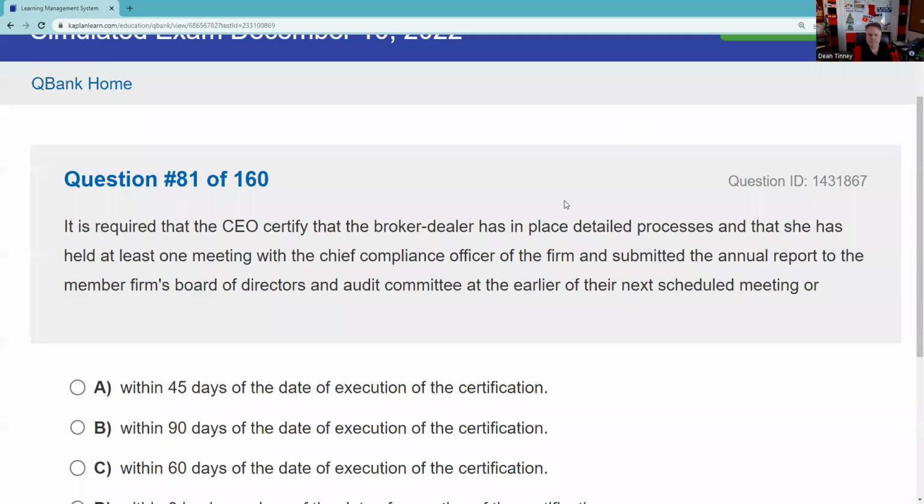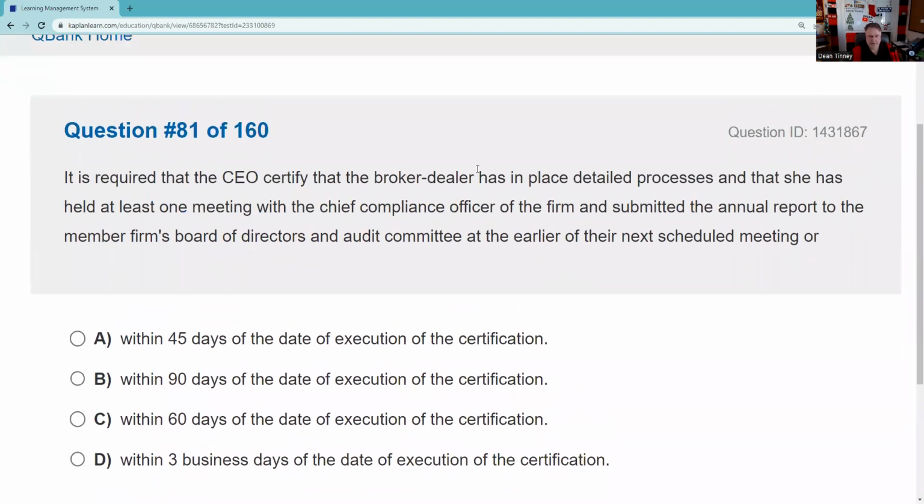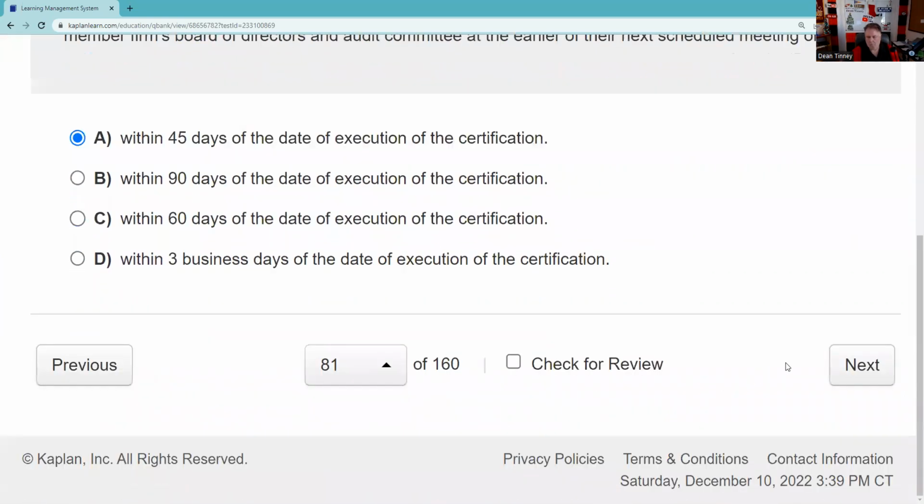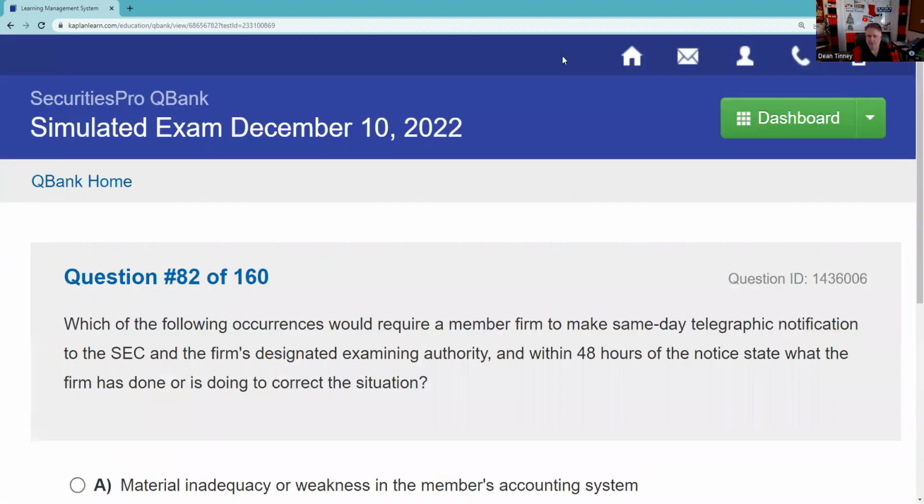Question 81. It is required that the CEO certify a broker-dealer has in place detailed processes. This is testable. The testable part is she has held at least one meeting with the chief compliance officer. That's testable. And submitted the annual report to the member firm's board of directors and the audit committee at the earlier of the next scheduled meeting or within 45 days of execution of the certification. So the answer is A.